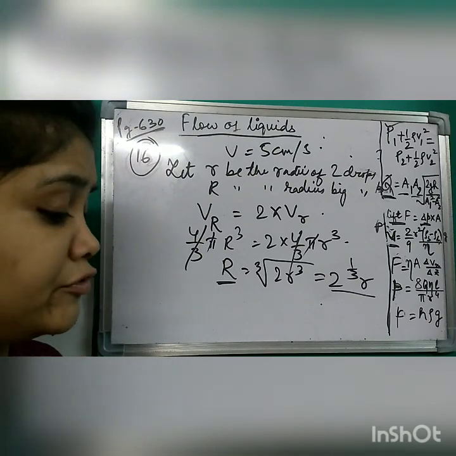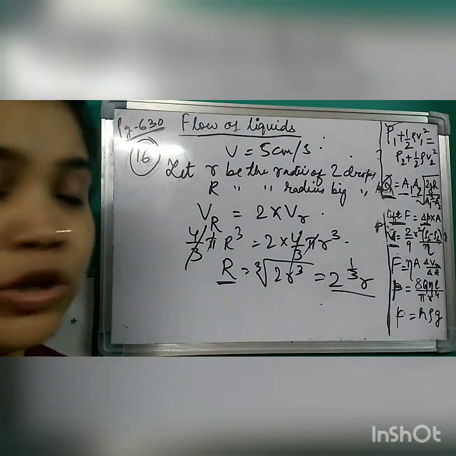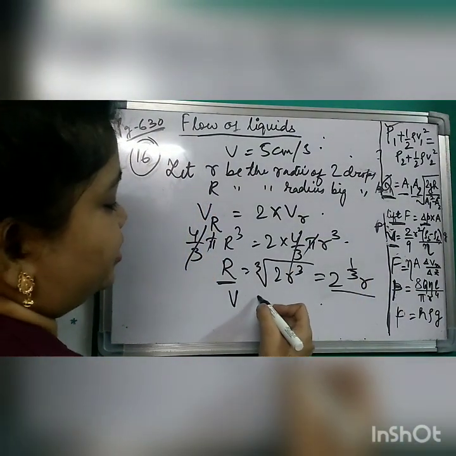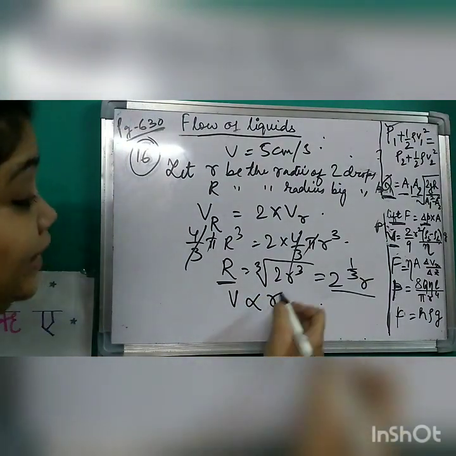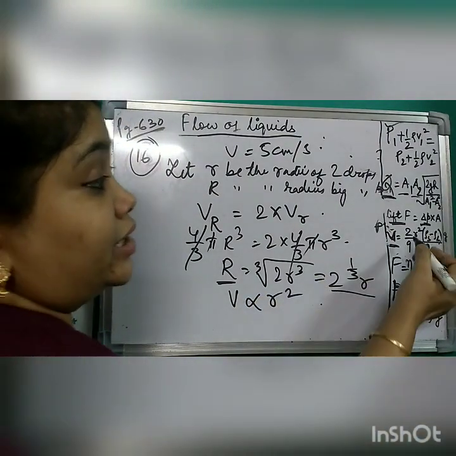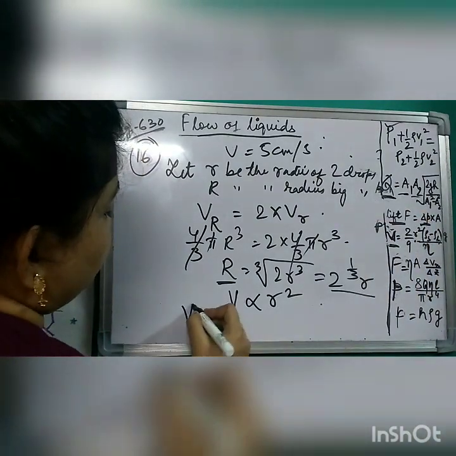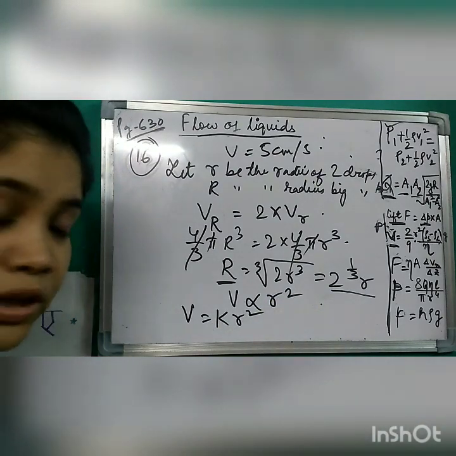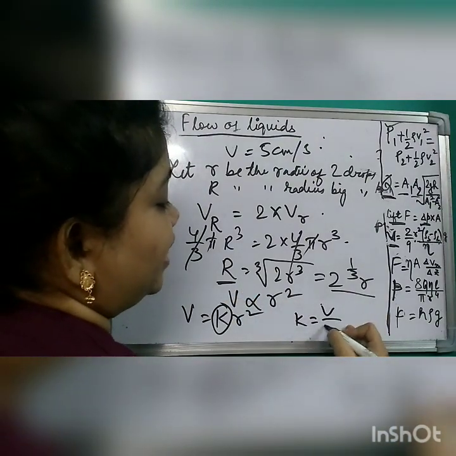What you have to find out is the terminal velocity of the new drop, the bigger drop. From Stokes' law, you know that terminal velocity is directly proportional to radius square. See here that V is directly proportional to r square from the formula. If I remove this proportionality, I will write K r square. So what will be the value of K? K is nothing but V by r square.